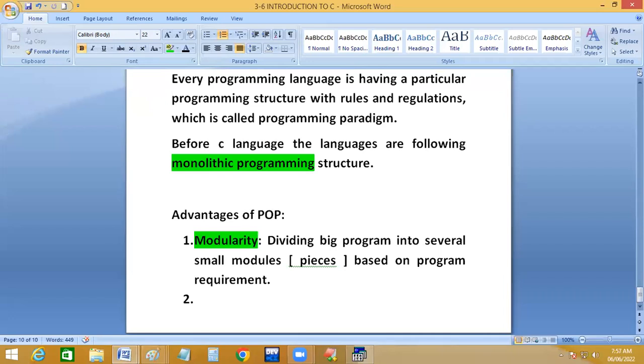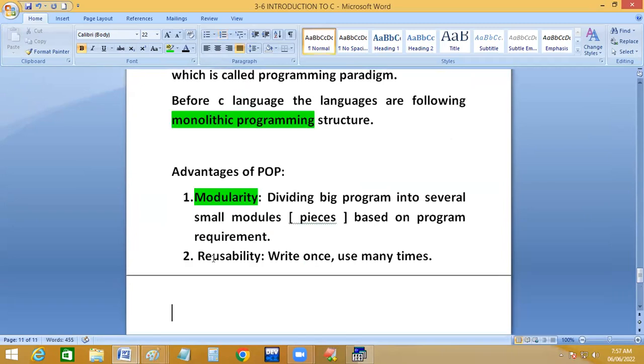The second most powerful and important concept is reusability. The main advantage of POP is what? Reusability. Means what? Write once, use many times. It is the most powerful feature of the POP technique. Reusability means write only one time, but use many times. Practically, I want to prove it: writing one time, using many times.